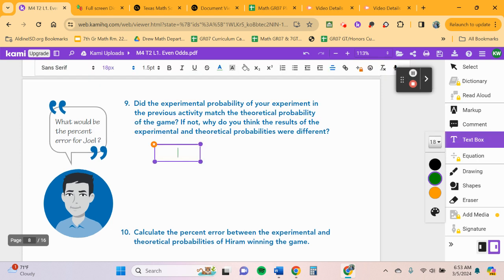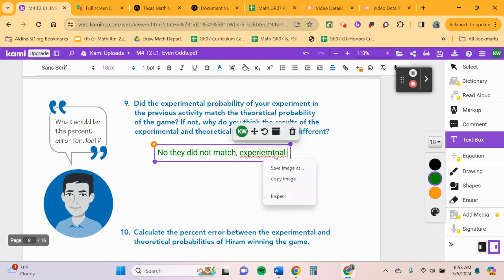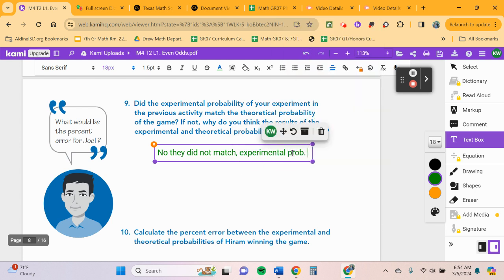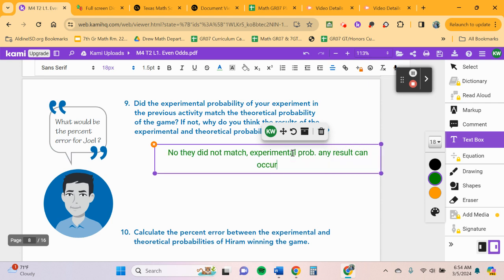So the first part of this question asks, did they match? No, they did not match. The reason being, with experimental probability, any result can occur. And with theoretical, it is just a prediction.